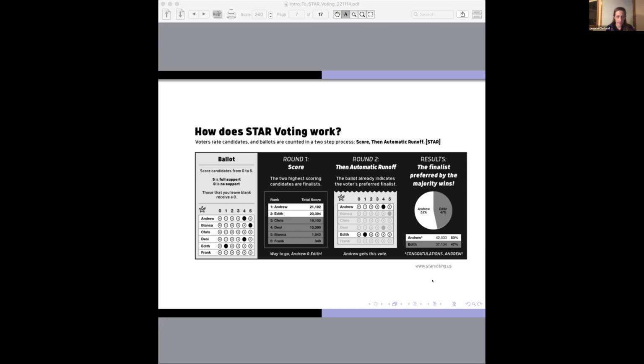Any other questions about the mechanics of this? I have a question. If you didn't score either Andrew or Edith on your ballot originally, then your vote would not count for the runoff stage. Right, because if you don't score them, that's the same as giving them both 0 stars, which means you considered them tied. So for instance, if the final 2 candidates here had been Edith and Chris, then this voter would have counted as a vote for Edith, because they gave Edith 1 star and Chris 0 stars.